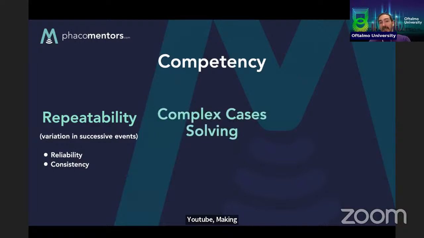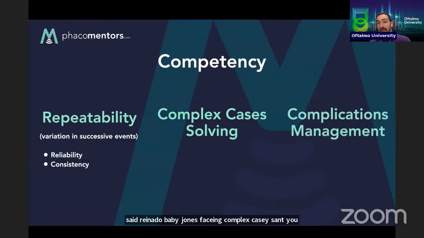The other is being able to solve complex cases. Maybe in our first surgeries we can complete easy cases, but one thing that we must improve is being able to solve complex cases. Because during our residency, maybe they allow us to train with easy ones, but when we are facing a private clinic, like Ivo said right now, maybe you're facing complex cases and you need to solve that.